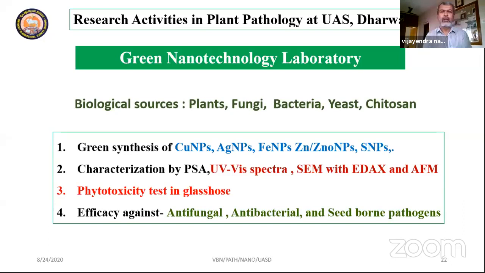At UAS Dharwad, we have been associated with many persons who have helped to a great extent. We are using plants, fungi, bacteria, yeast and chitosan, and within plants we have a series of plant materials, which I will show later. We tried green synthesis of copper, silver, iron, zinc and sulfur. The basic point is that copper and sulfur are the two best fungicides for the management of many diseases: copper for bacteria and oomycetes, and sulfur for powdery mildews.